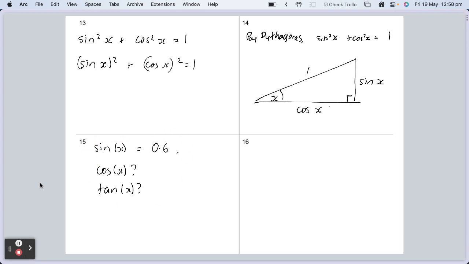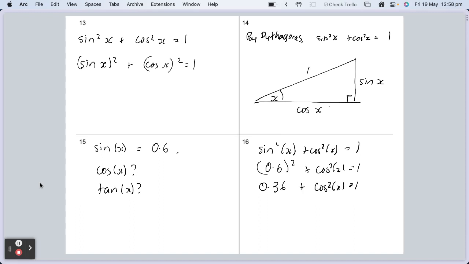So what I can do is I can say that sine squared x plus cos squared x equals 1. Sometimes I put brackets in, sometimes I don't. It's just a notation thing. That means I've got 0.6 squared plus cos squared x is equal to 1. 0.6 squared, 6 squared is 36, so 0.6 squared is 0.36 plus cos squared x is equal to 1, which means that cos squared x is equal to 0.64. Okay, 1 minus 0.36, and cos x is equal to 0.8.